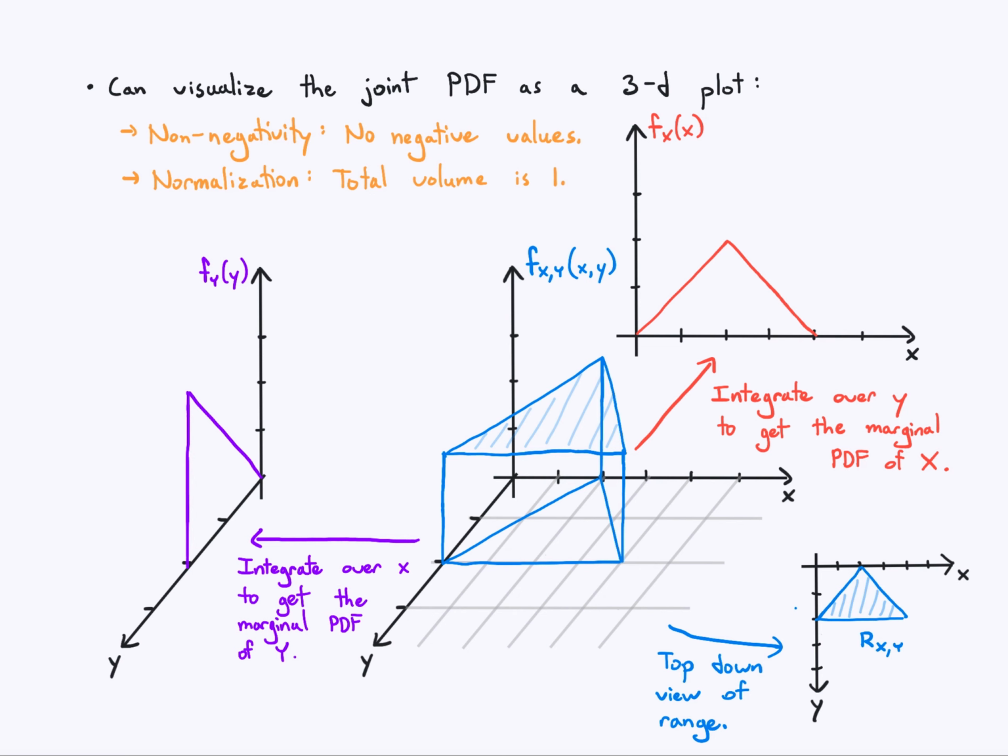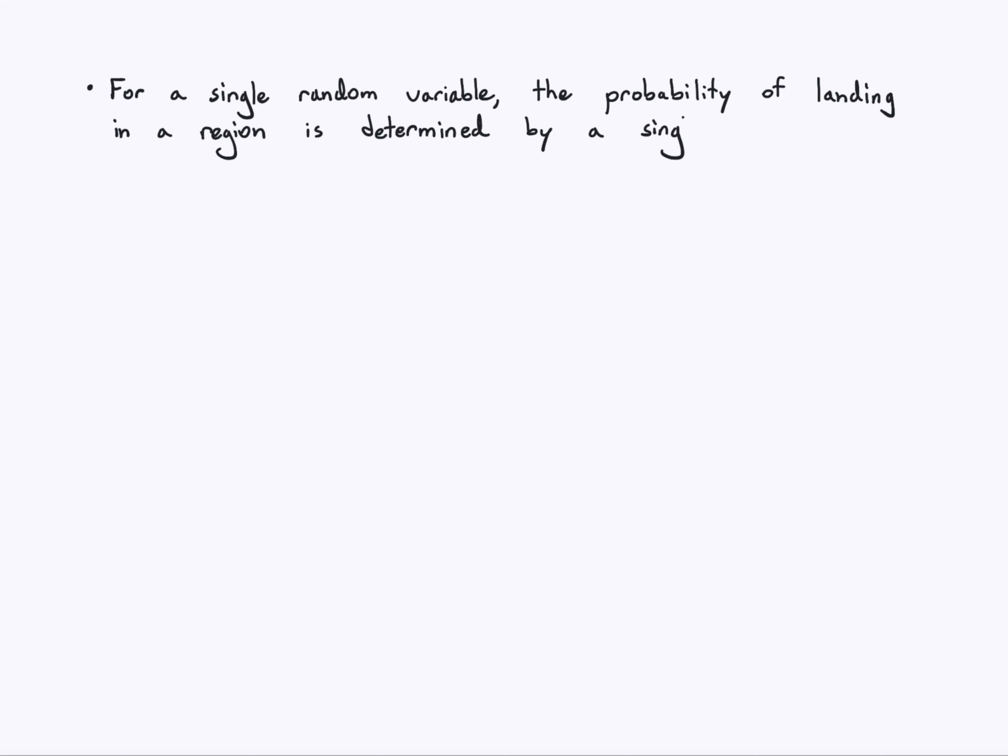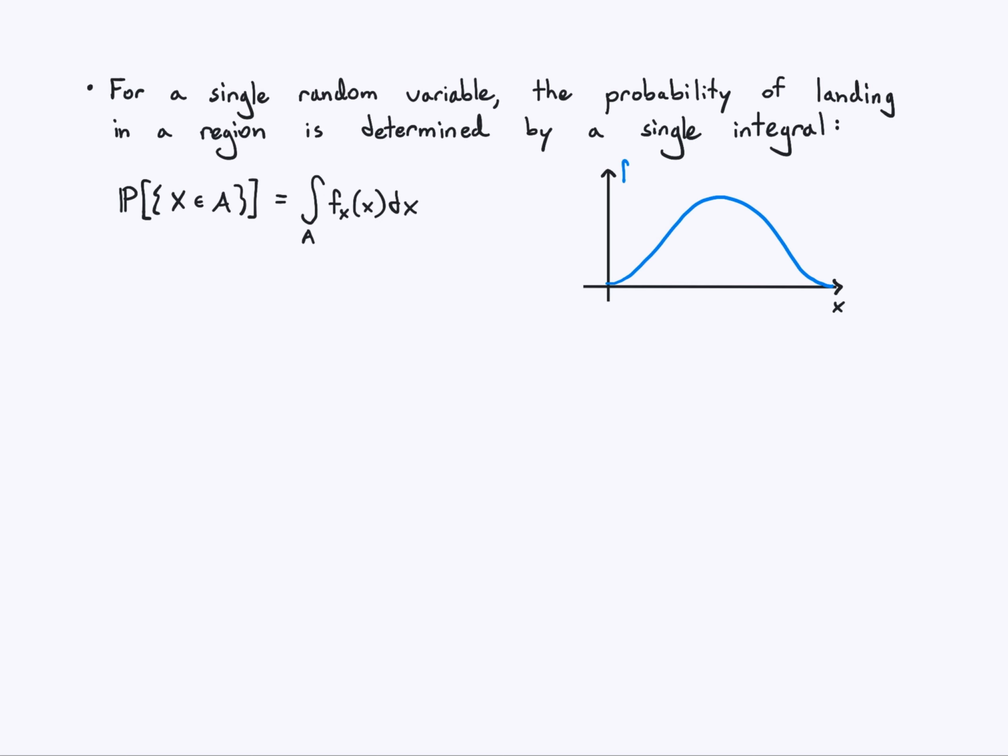Okay, so as I mentioned before, for a single random variable, if I want to know the probability of landing in some region, then all I'm going to do is integrate the PDF with respect to that region. Okay, so I just have a single integral, and I just integrate that across A, and then I get the probability of x falling into A. Okay, so we know that. So here's my PDF. My region A is just this little interval.